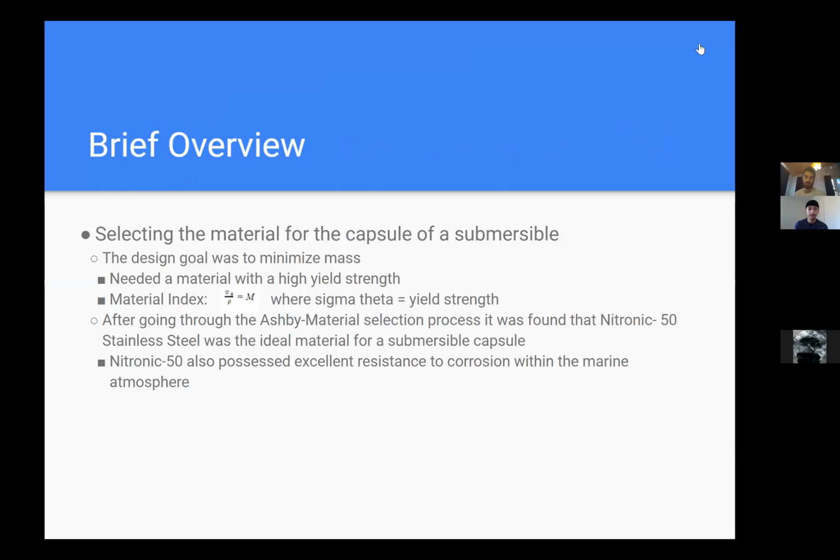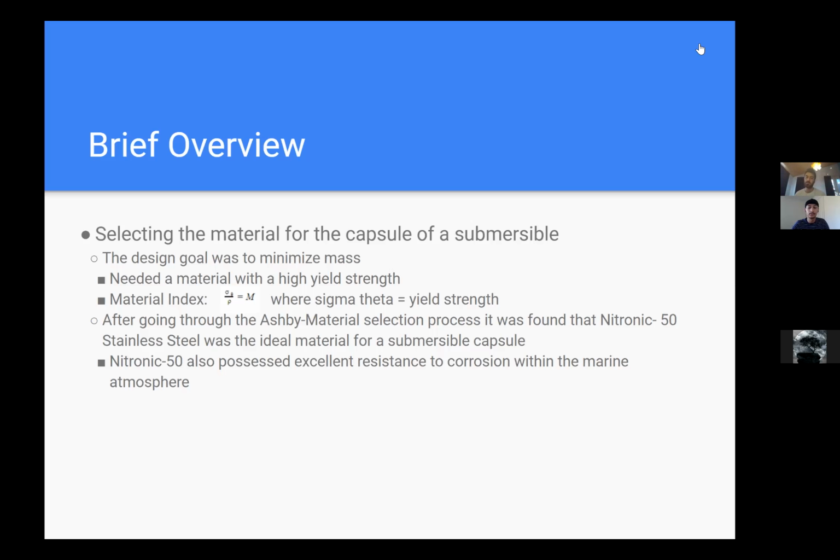Just a brief overview. A submersible in general is basically a submarine, but it's mainly used for research purposes. It'll go down to really low depths within the ocean and then back up fairly quickly whenever we need it for research. We want to focus on the capsule of the submersible, where the person is going to be held. This capsule is used to store various electronic materials.